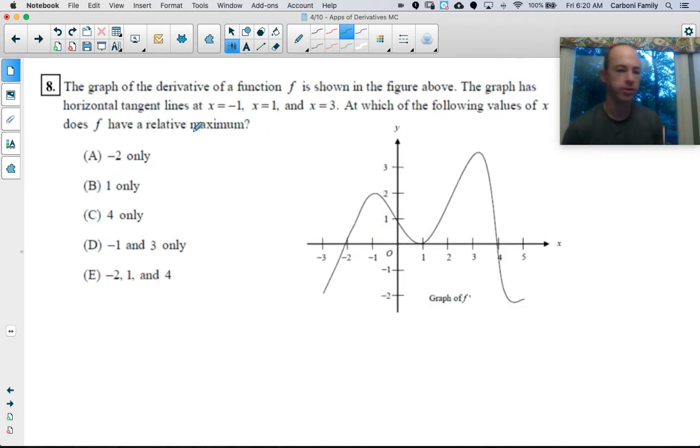Okay, so this one looks kind of similar. We have the graph of the derivative again. And I didn't stress this on the last question, but do remember that if you are ever given a graph, make sure you pay very close attention to what that graph represents. This graph has horizontal tangent lines at -1, 1, and 3. You probably would have assumed that. However, they very frequently put that in the description just to make it explicitly clear.